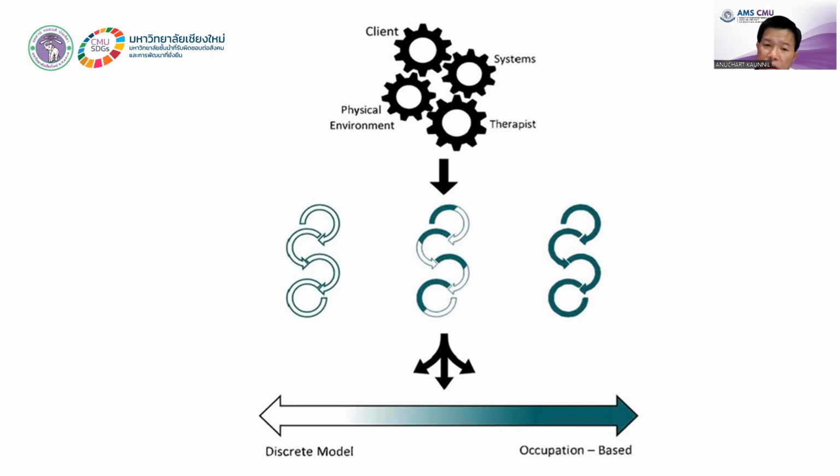It depends on whether we go to the left or the middle and go toward occupation-based. If the water comes to the 4 rings and they are full, it means closer to occupation-based practice. If it's half water, it means in the middle. If there is no water, it means the discrete model, or the medical model.